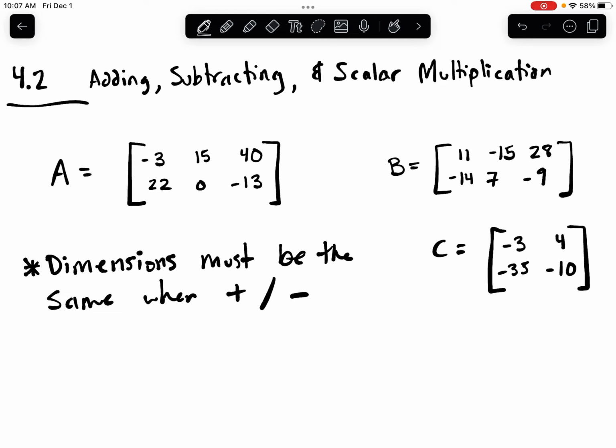So if we look at A, we know it has 2 rows and 3 columns, so it is a 2 by 3 matrix. And we know that B has 2 rows and 3 columns, so it is also a 2 by 3 matrix. That means that I could add or subtract these if I wanted. C, however, is a 2 by 2 matrix because it has 2 rows and 2 columns. So I would not be allowed to add B and C. They would not add together. All right, same thing, A and C would not add together. I could only add or subtract A and B.